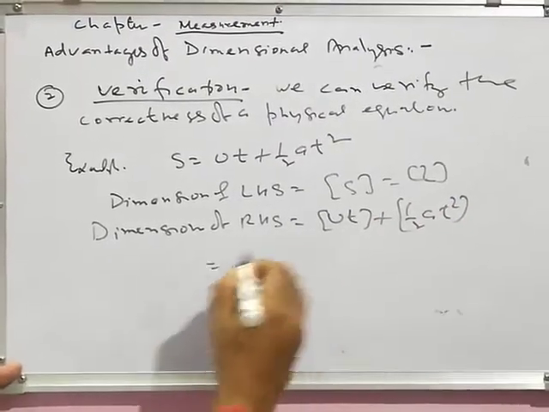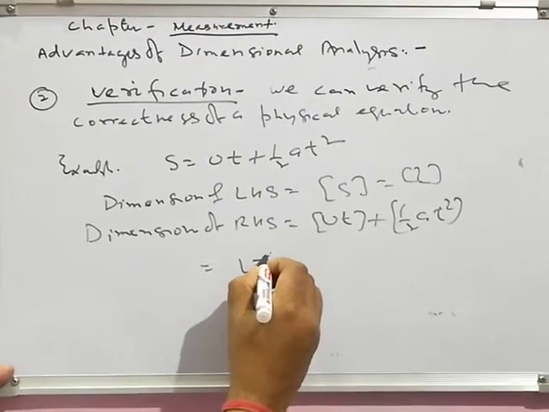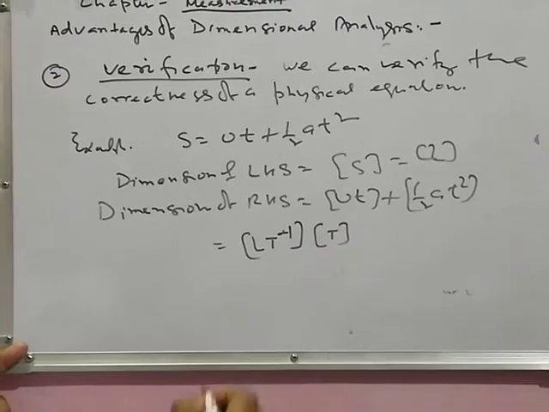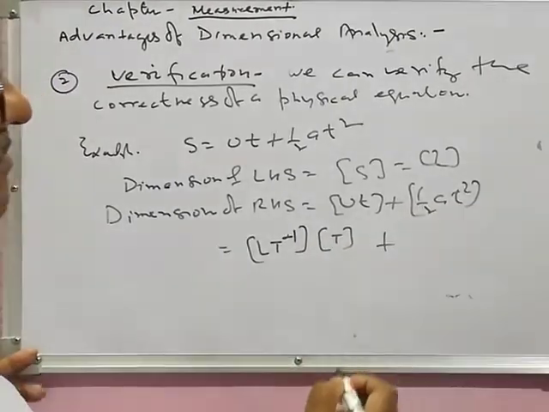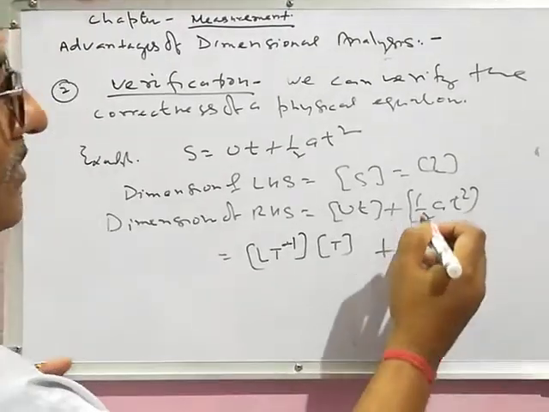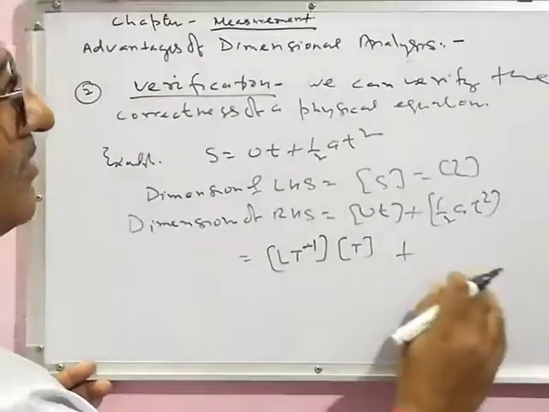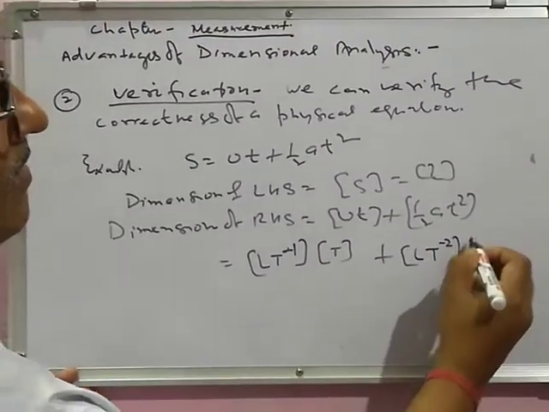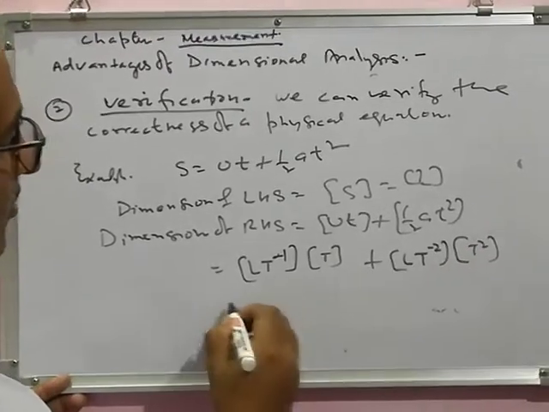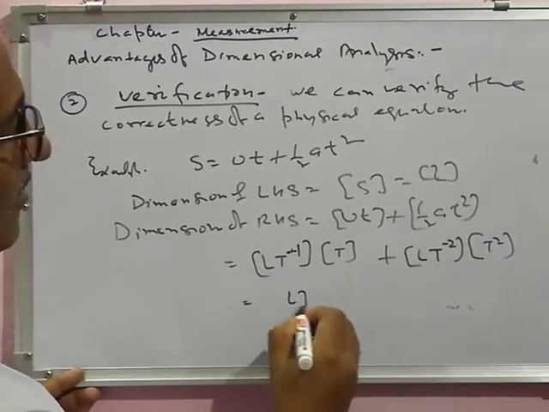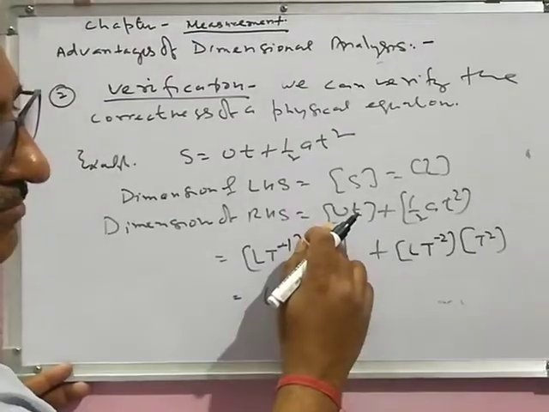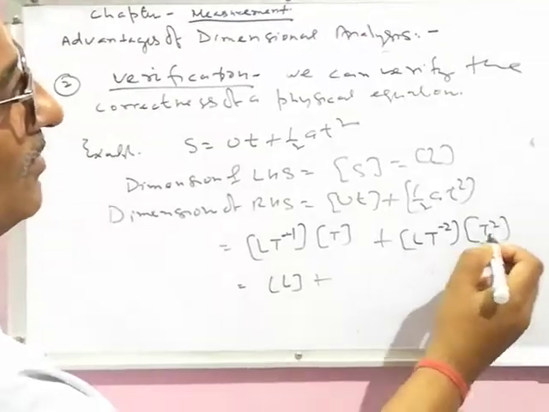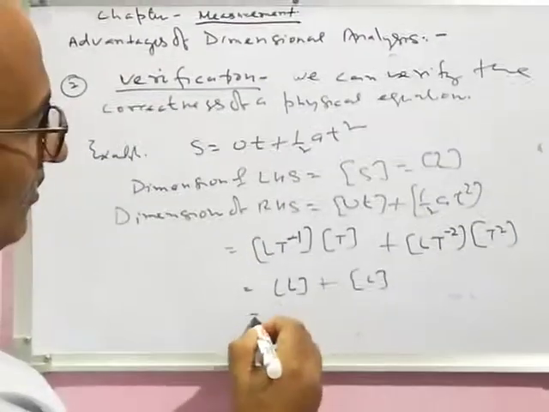As u is initial velocity, its dimension is L T power minus 1. For t, we write capital T. Half is a number and is dimensionless, so we need not carry half. We are simply considering dimensions here. a stands for acceleration, whose dimension is L T power minus 2, and for t square it is T square, so it becomes equal to L. As T power minus 1 and T power 1 become T power 0, that is 1, and here also it becomes equal to L.